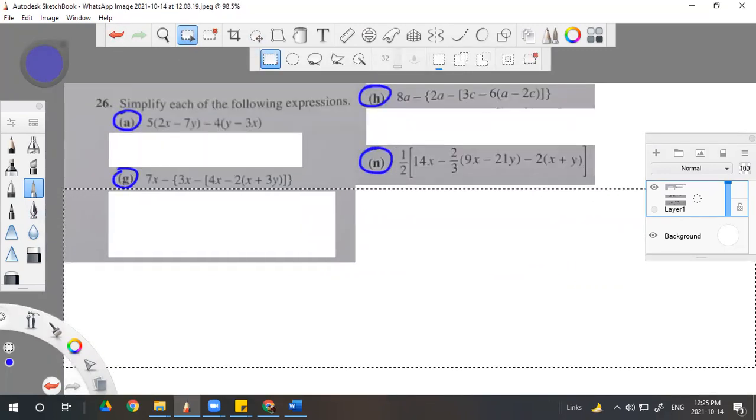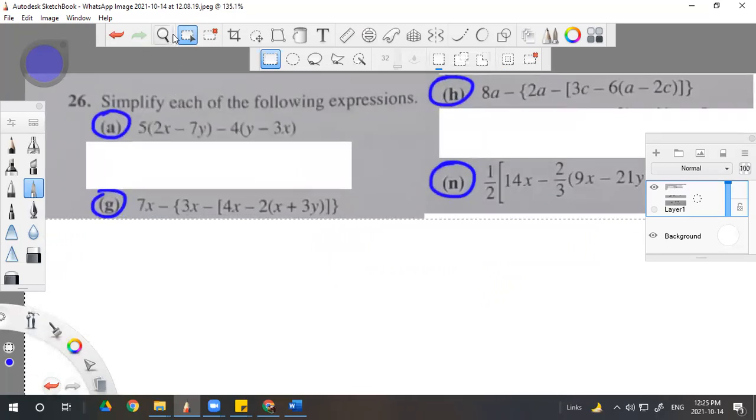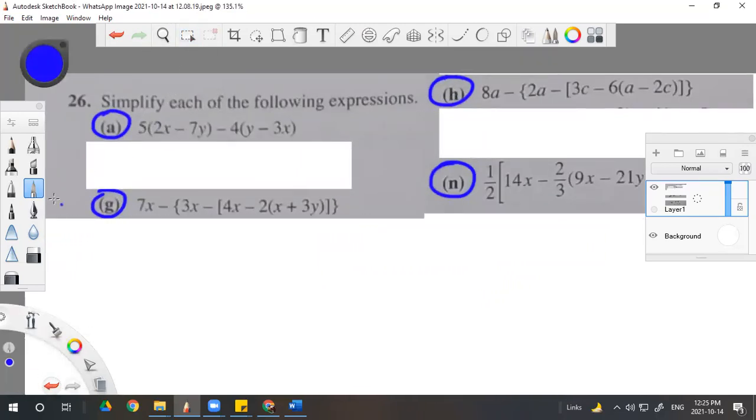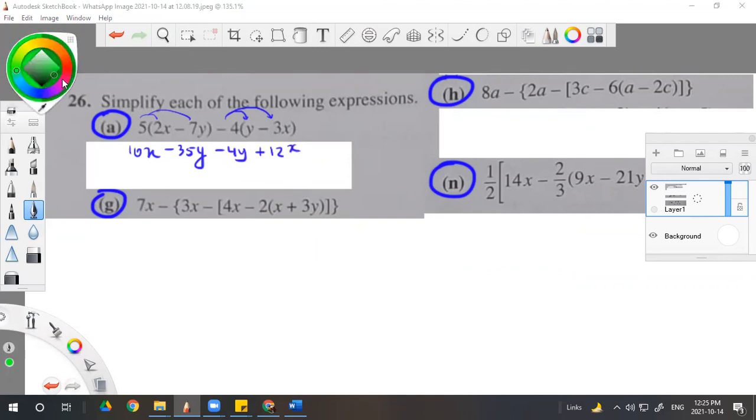Okay, so for number 26, hey, piece of cake. Why it is piece of cake? You just do the multiplication easily. Kali aja 10x, right? Minus 35y. And then minus 4, ingat minus 4 times y, minus 4y. Minus 4 times negative 3x plus 12x. Right? Udah. Kalau udah diapain? Collecting the like terms. Ya. So 10x plus 12x becomes 22x. Collecting the like terms, ingat? Minus 39. Thank you, Karin. Negative 39y. Okay.